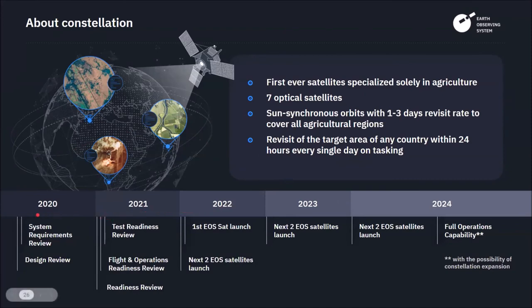By this time, we were preparing for the launch. And as you can see, we were working on the system requirements and the readiness of the launch. This year, by the second half, we are expecting to launch our first satellites, and throughout 2024, we'll be able to launch our 7 optical satellites into the sun synchronous orbits. Once the satellite constellation is fully operational, we'll be able to provide better, higher quality insights on our platform and through our custom solutions. That is what we are aiming for.